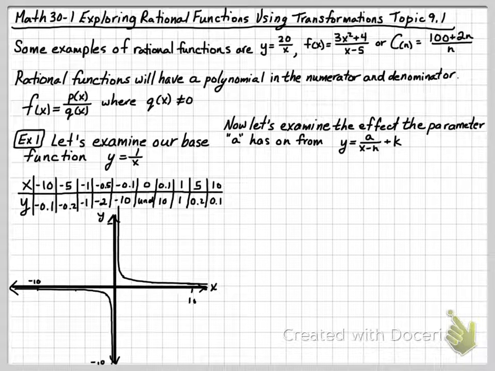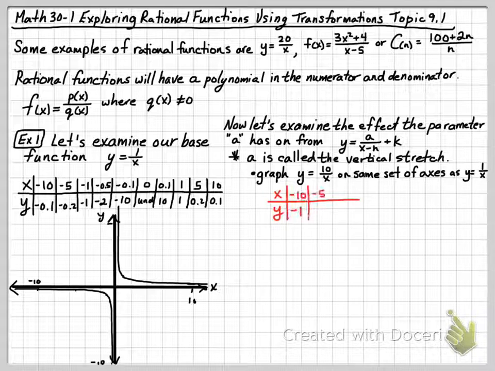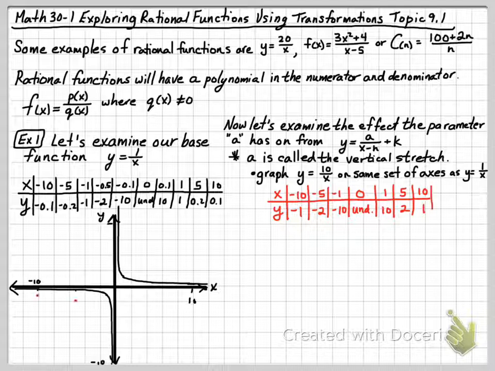And now let's examine the effects that the parameter a will have on our function from y equals a over x minus h plus k. A is called the vertical stretch. Even though it doesn't really look like a vertical stretch, it still is called that. When you graph y equals 10 over x on the same set of axes as y equals 1 over x, we're going to generate some points the same way we did for y equals 1 over x. And when we plot these points, we get an idea of how it behaves when we multiply it by 10.